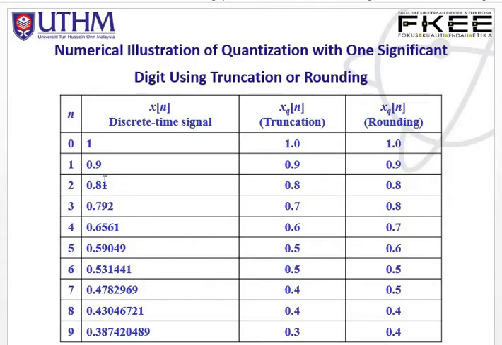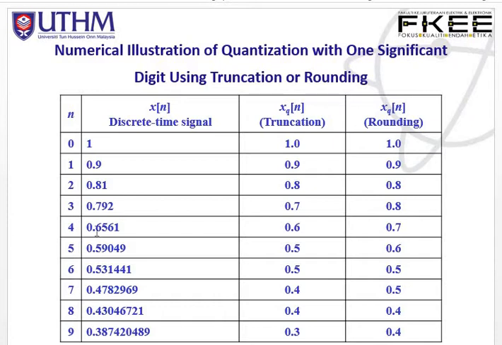Let's say this one, 0.81. For the rounding method, the nearest one is 0.8. For quantization by truncation, I choose a level that is smaller than the next higher one. So I choose the smaller one, 0.8. This is the truncation method.